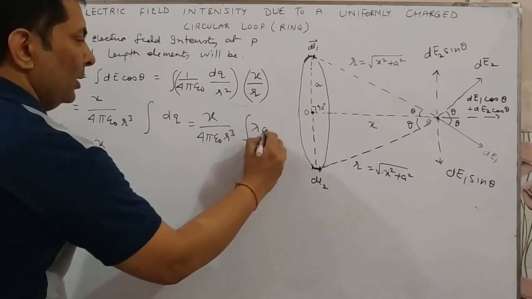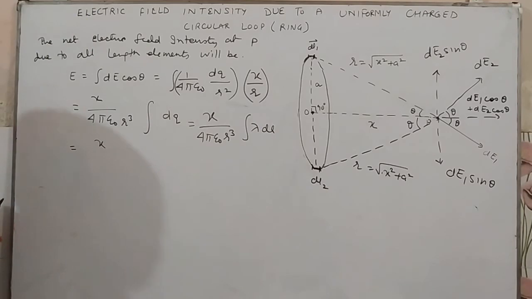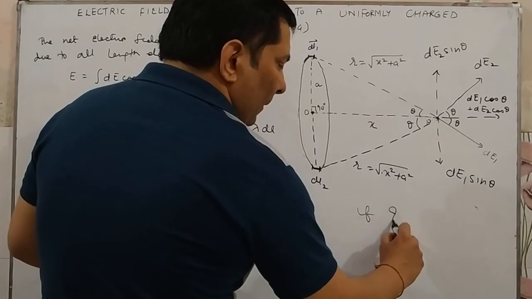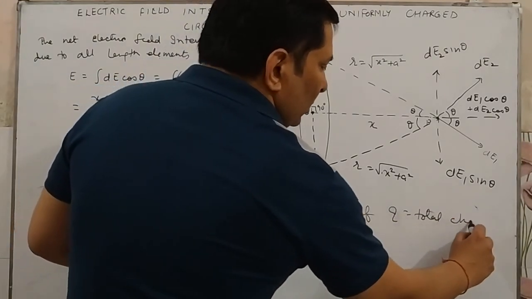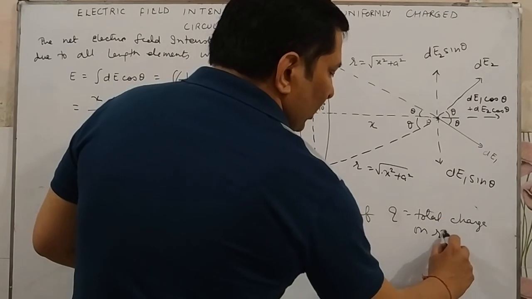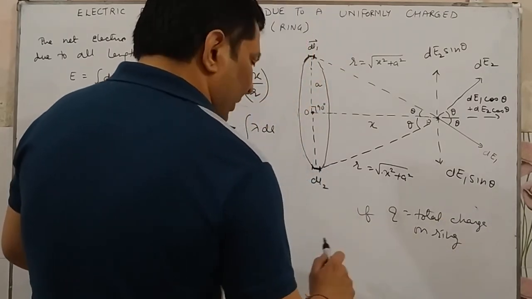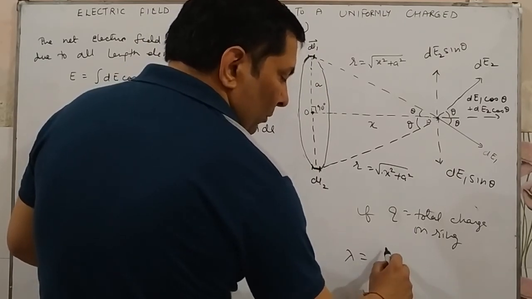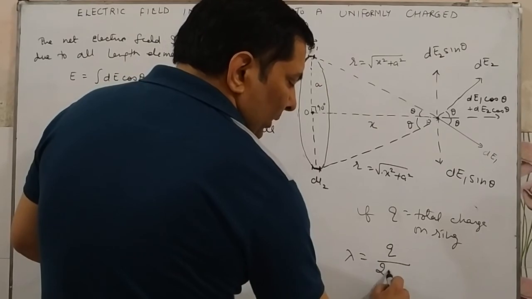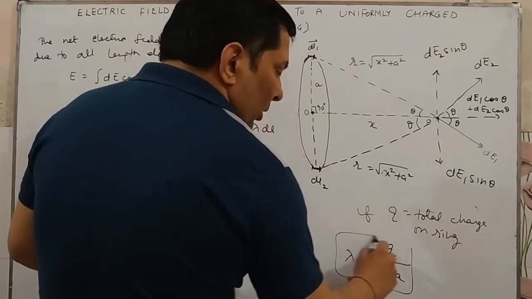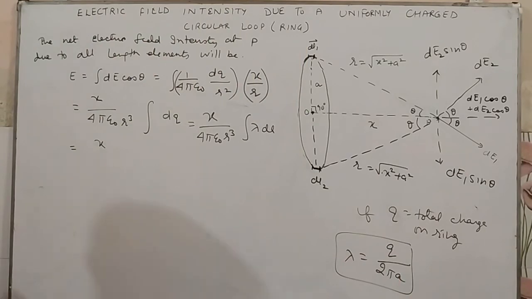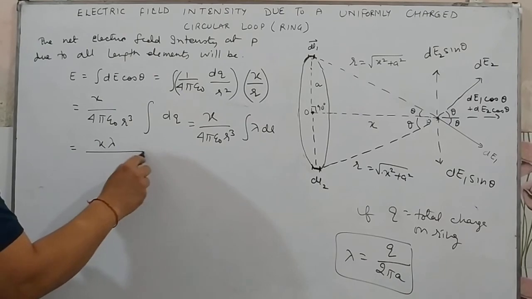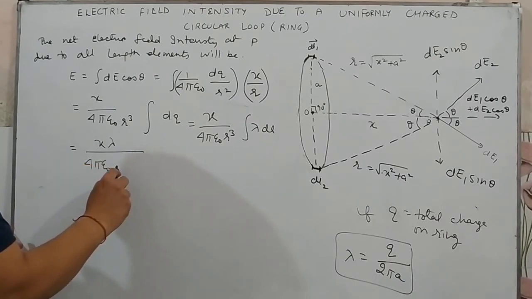This is lambda dl. So lambda is a linear charge density. So we can also assume here that if q is the total charge on the ring, then lambda can also be taken equal to q upon total length. Total length is 2 pi a. Okay, so use this concept here. Now we have taken lambda outside. So next is x, then we have lambda, then we have 4 pi epsilon naught, r cube.